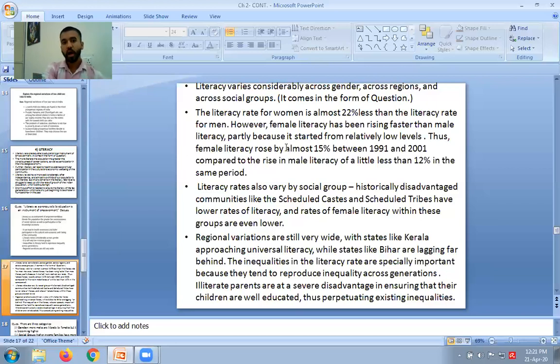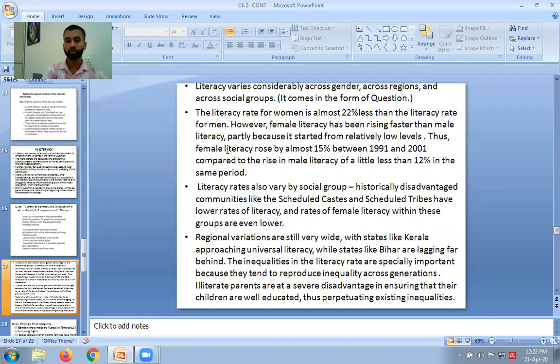All right. However, it is increasing at a very good pace for females because it started from relatively low levels. Thus, female literacy rose by almost 15% between 1991 and 2001, compared to the rise in male literacy of a little less than 12%. So between 1991 and 2001, the rise in female literacy was more, almost close to 15%, but for men it was somewhere around 12%. So this is how literacy varies by gender.